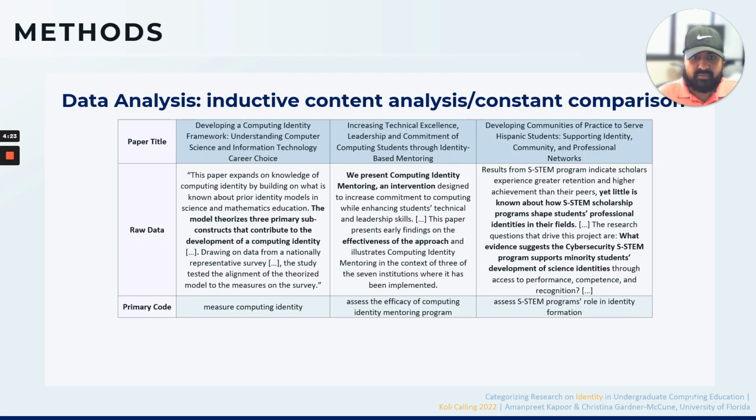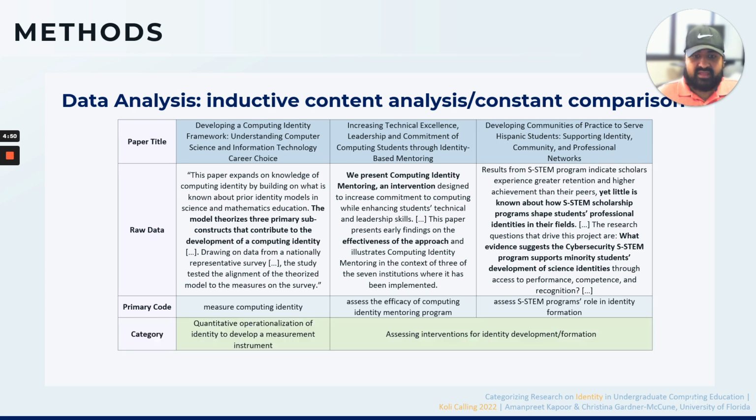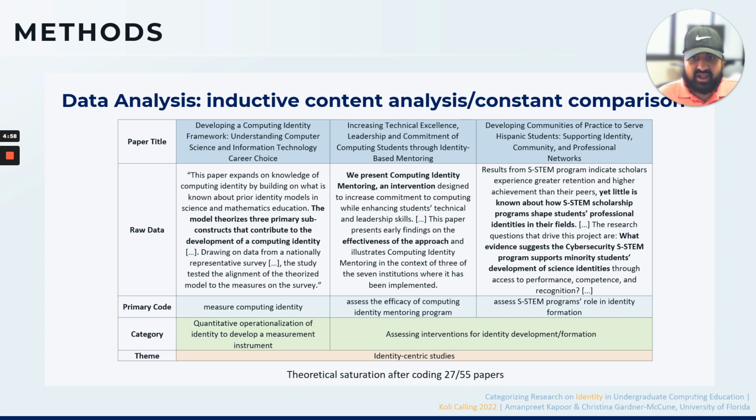The papers in our corpus were analyzed using an inductive content analysis based on grounded theory, and we used a constant comparison technique to understand if the papers were talking about similar ideas or not. We used open coding first to categorize the raw data, which was the relevant sections in the paper, into open or primary codes. These codes were further abstracted into categories, and from these categories two themes emerged, which were identity-centric studies and non-identity centric studies.